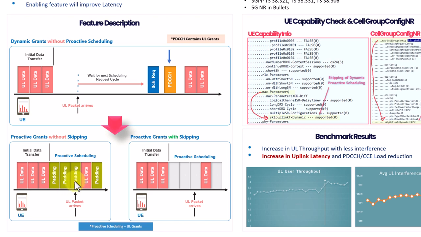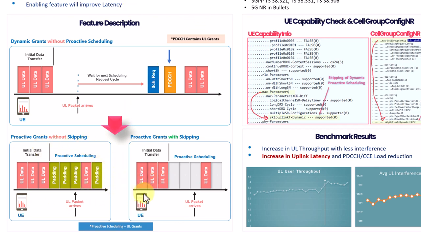This is one solution. The second solution is to completely disable it for a particular service to reduce the drawbacks which we just highlighted here, though this can have an impact on the uplink throughput. And there is one feature called proactive grants with skipping. What it does is use the same proactive mechanism as the proactive scheduling or the pre-allocation.